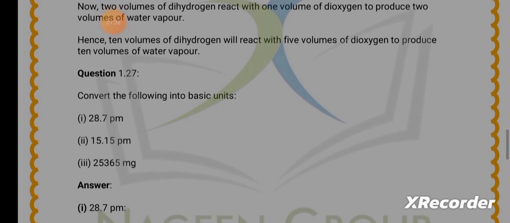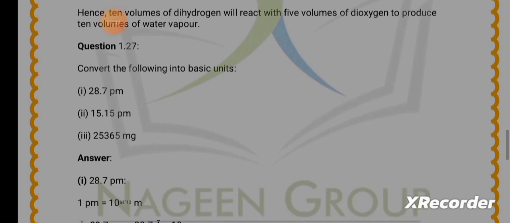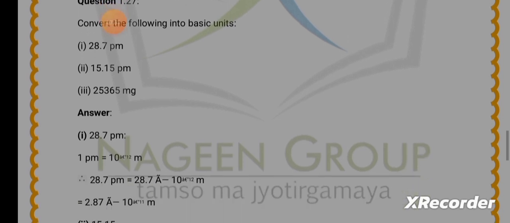Now next you have to convert into the following basic unit. Now 28.7 picometer. You know that 1 picometer is equal to 10 to the power minus 12 meter. So 28.7 into 10 to the power minus 12 meter. Clear? Clear this?